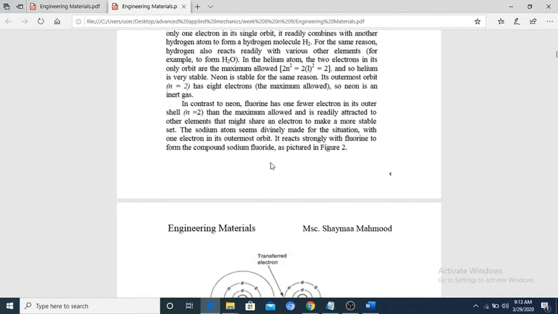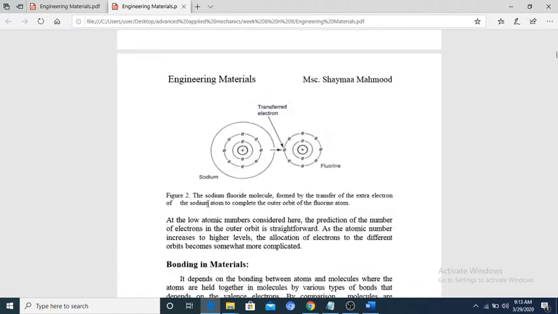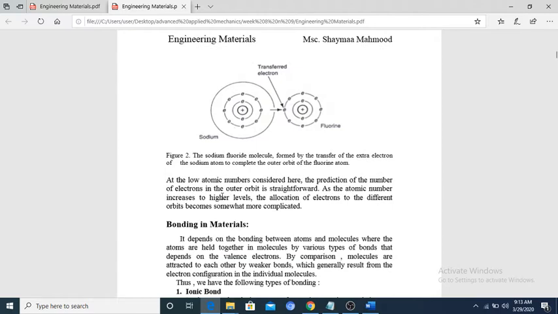So this is figure 2. The sodium fluoride molecule is formed by the transfer of the extra electron of the sodium atom to complete the outer orbit of the fluorine atom.